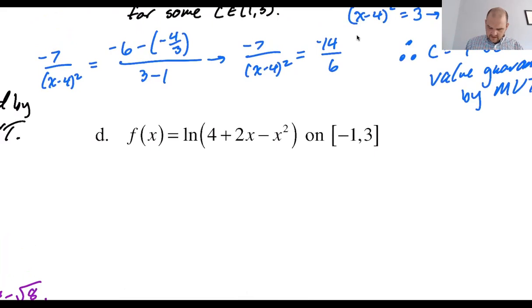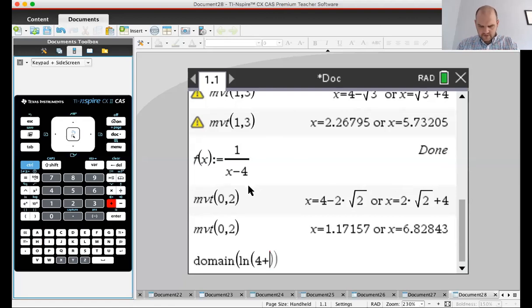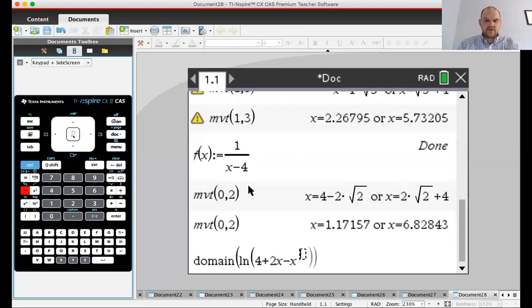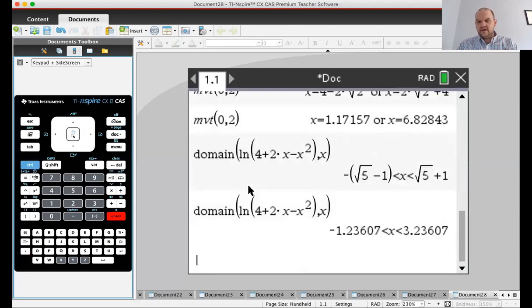Let's see. Let's just use the calculator. We've got to figure out the domain of this thing and make sure that the values we're dealing with are in the domain. So how can we do that? We can type domain natural log 4 plus 2x minus x squared. Could have completed the square or something like that. I just don't feel like it. Negative 1 point something to 3 point something. Phenomenal. All right, so the only issues that we would have really are at those endpoints, and beyond that, we're good to go.